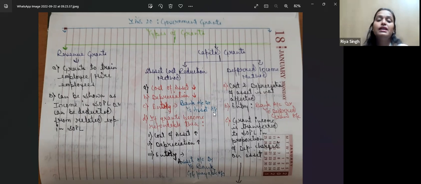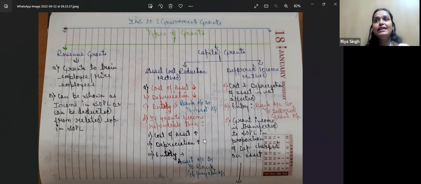For example, they have given 20,000 rupees to purchase this machinery. Okay. Now, they will give this grant only with a condition. The condition could be like, if we are giving a grant to you, you have to, for at least 5 years, employ 50 employees in your company.